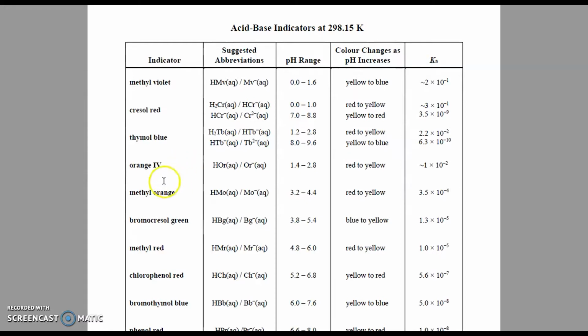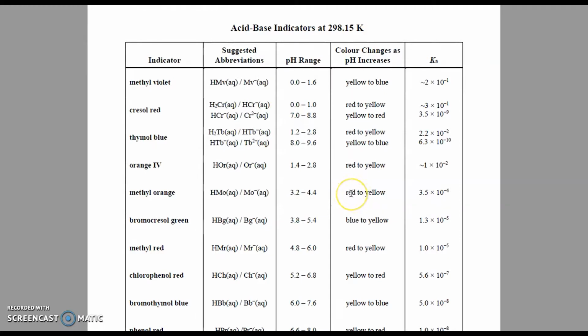So if I were to take, for example, this indicator called methyl orange, I know that over here the pH range of methyl orange is 3.2 to 4.4. And what this means is that any solution that methyl orange is put in that has a pH of less than 3.2, it's going to have a red color. And any solution that I stick methyl orange into that has a pH of greater than 4.4, it's going to have a yellow color. And so if I were to stick this indicator, methyl orange, into hydrochloric acid, which has a pH of, in this case, 1.0, then I know that that pH is less than 3.2, so methyl orange is going to give me a red color.